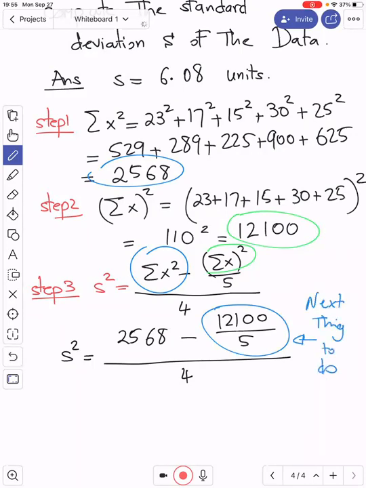Okay, so 12,100 divided by 5 will be equal to 2,420. So this is equal to, so we have 2,568 minus 2,420 over 4.